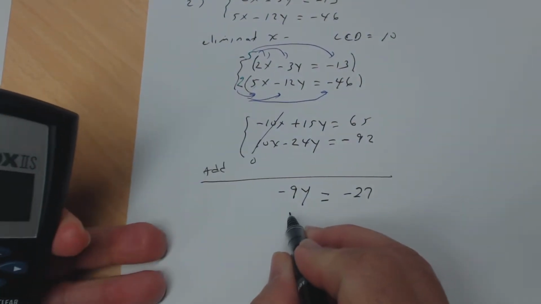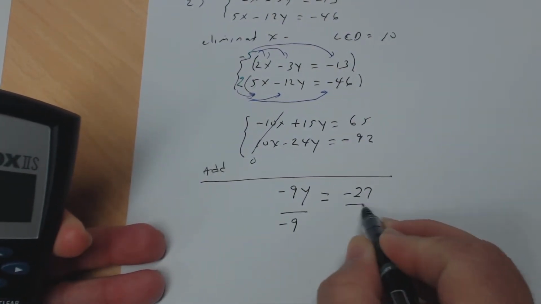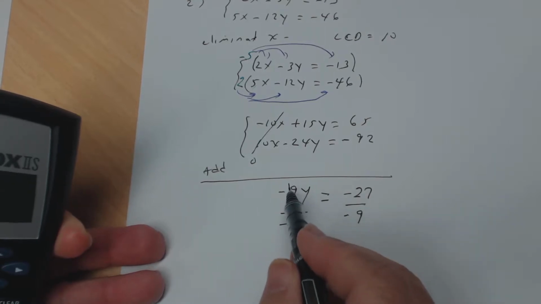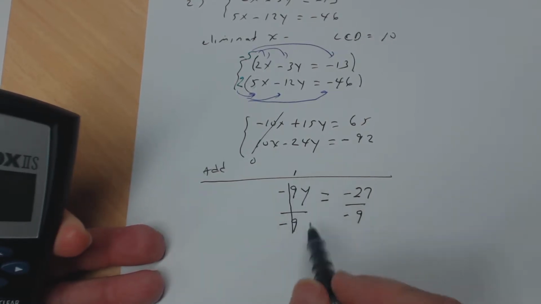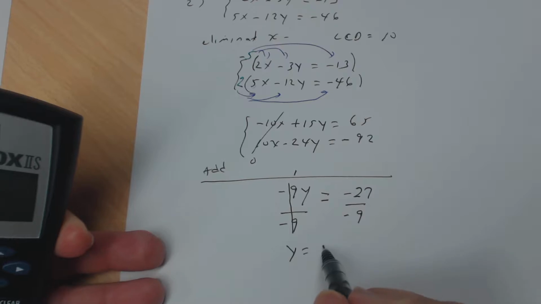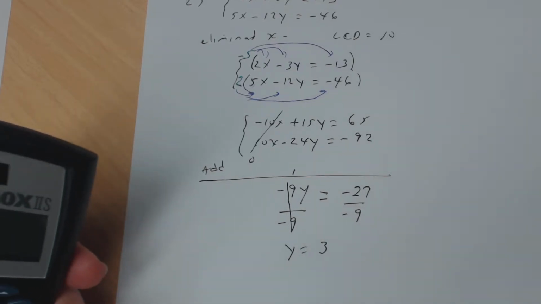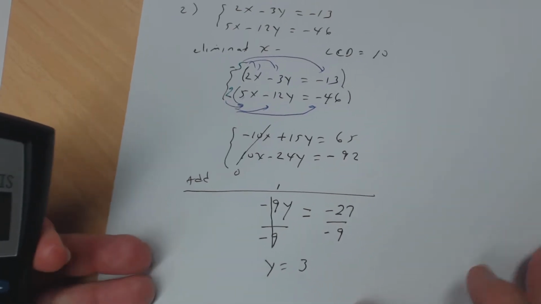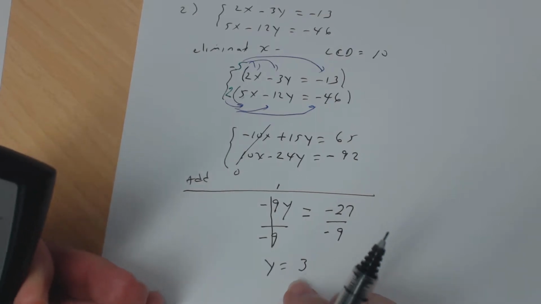And then dividing both sides by negative 9. Negative 9 divided by negative 9 is 1. 1 times y is y. I get y to be positive 3. Okay? All right, so that's y.